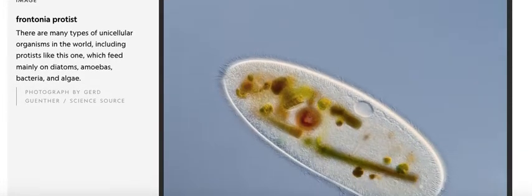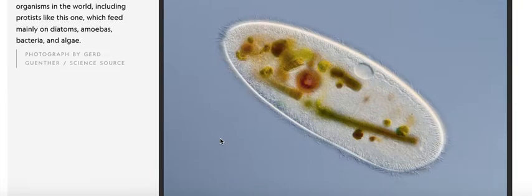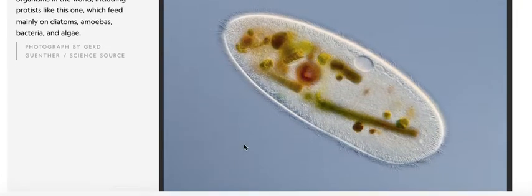So this is a picture of a Frontonia protist. There are many types of unicellular organisms in the world, including protists, like this one, which feed mainly on diatoms, amoebas, bacteria, and algae. This is a photograph of what it might look like under a microscope.